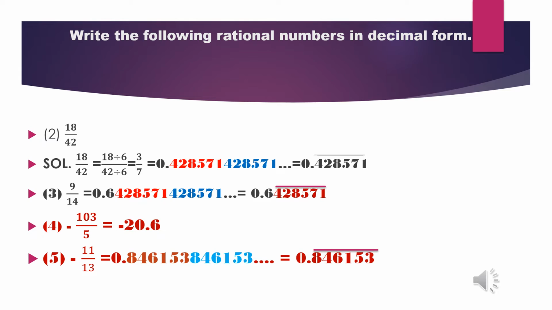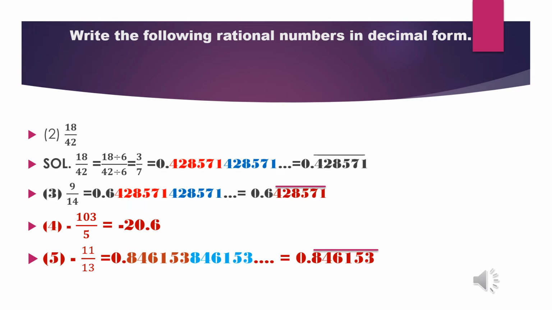Similarly, we can see in next example 9 upon 14, where the digit 6 is not recurring. Instead, the digits after that are recurring, 428571, and again it recurs as 428571. So you have to put a bar line above only those digits which are recurring. So here we have left 6 because 6 is not a recurring number.